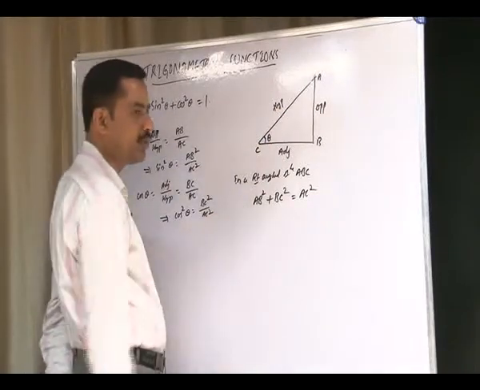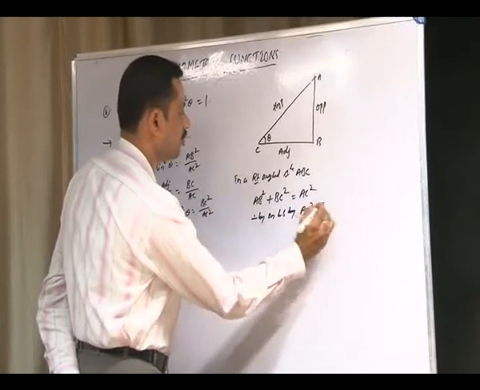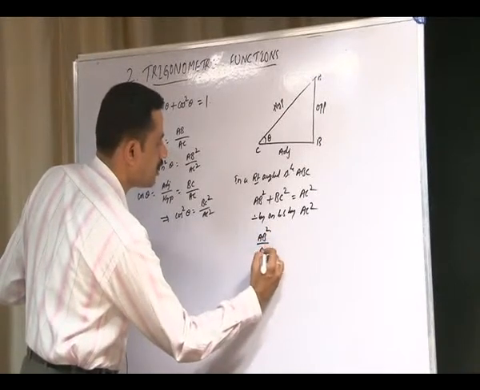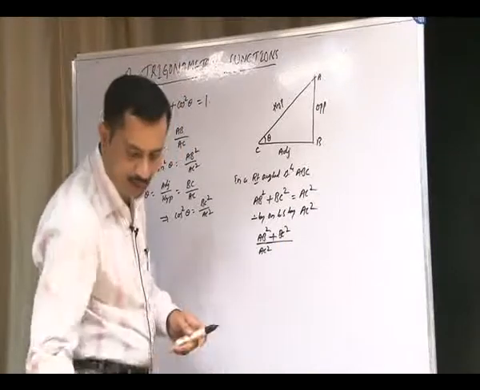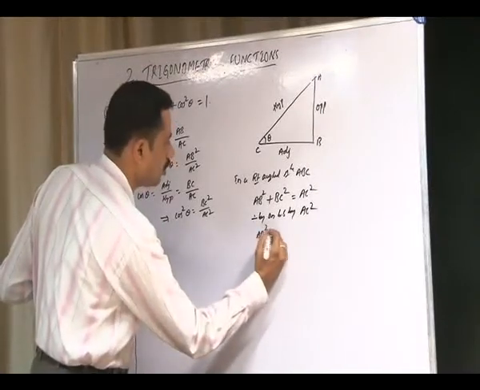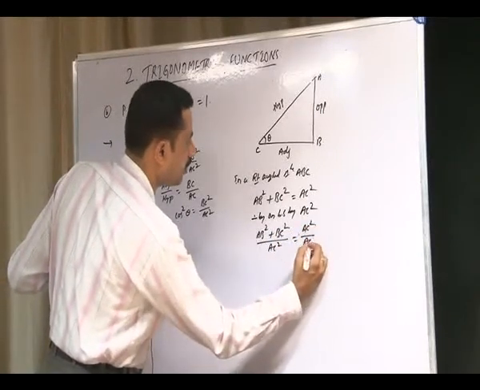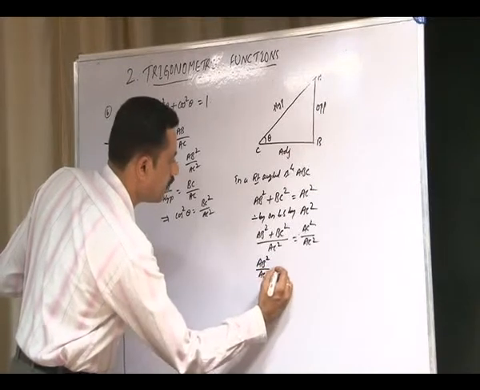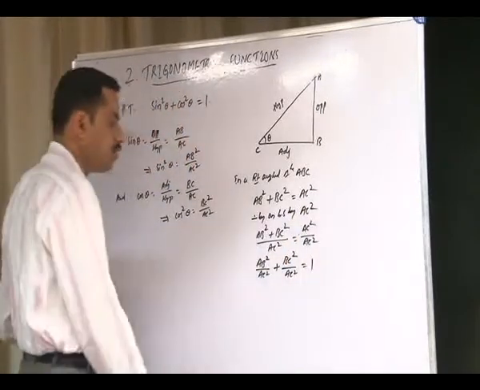If you divide this equation on both sides by AC square, we get AB square plus BC square divided by AC square is equal to AC square divided by AC square, or you can write this relation as AB square divided by AC square plus BC square divided by AC square is equal to AC square by AC square, which is nothing but 1 here.